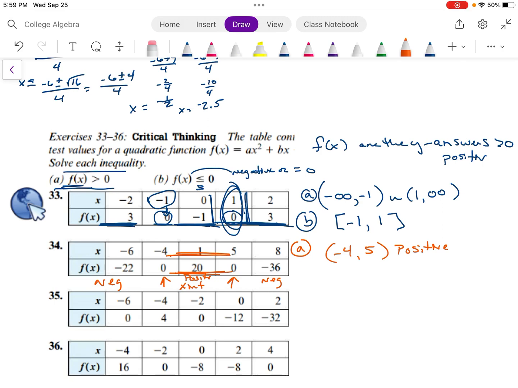And then I'm negative or 0 outside of those, from negative infinity to negative 4. And again, we can use a bracket there, union 5 to infinity.